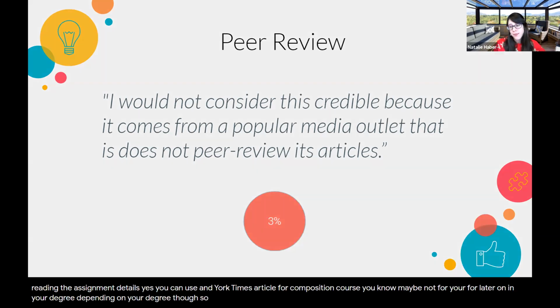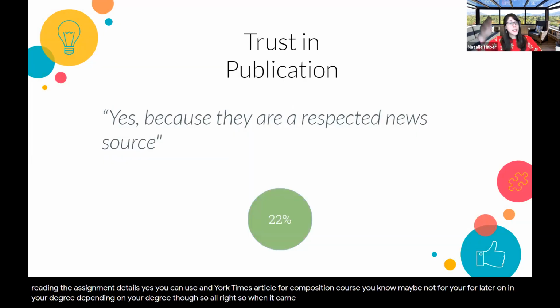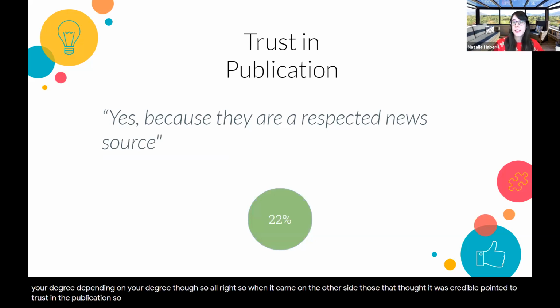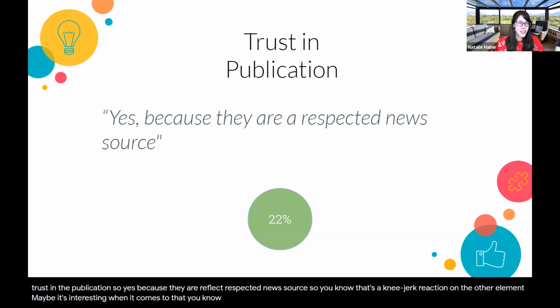So, all right, on the other side, those that thought it was credible pointed to trust in the publication. So yes, because they are a respected news source. That's a knee-jerk reaction on the other element. It's interesting when it comes to that publication recognition, and how do we teach that? I don't know, just keep telling them to read more, right?